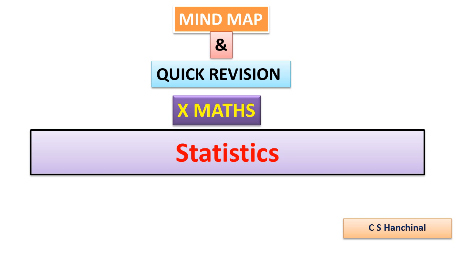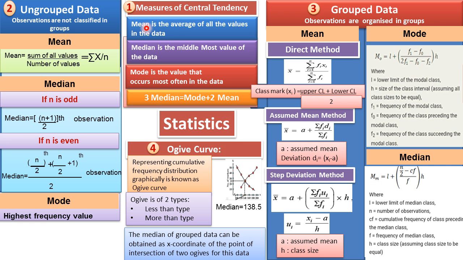Okay, now we'll summarize the chapter Statistics of 10th Maths. Mean is the average of all the values in the data. Median is the middlemost value of the data. Mode is the value that occurs most often in the data.